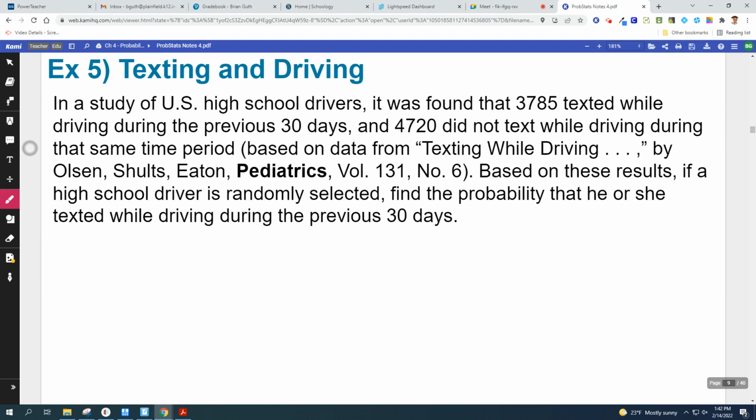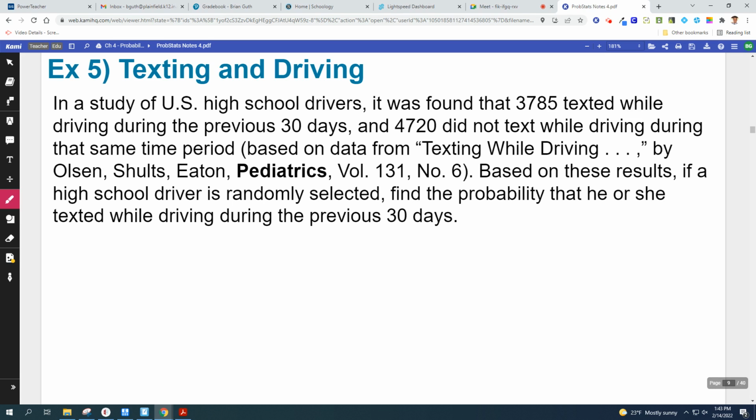Number 5, texting and driving. In a study of high school drivers, it was found that 3785 texted while driving and 4720 did not. Based on these results, if a high school driver is randomly selected, find the probability that he or she texted while driving during the previous 30 days. Okay. The textbook makes kind of a deal about not just jumping and throwing down answers.